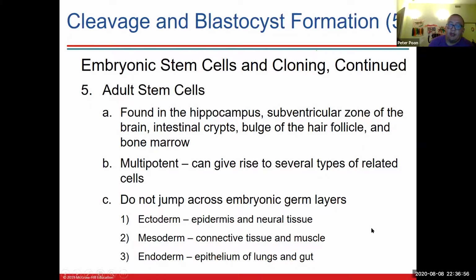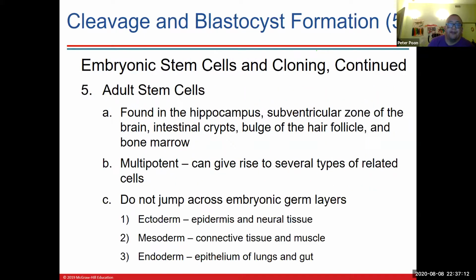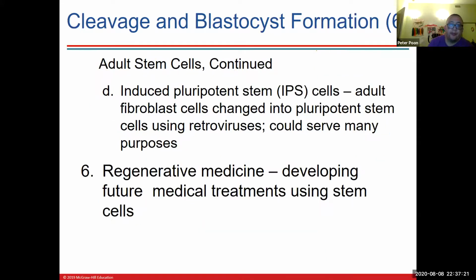And there are 3 germ layers. So at this stage, you only have 2. You have this yellow layer and a blue layer. The yellow layer will turn into neural tissue. The blue layer will turn into your digestive tract. And then you have a 3rd layer grow in the middle called the mesoderm.